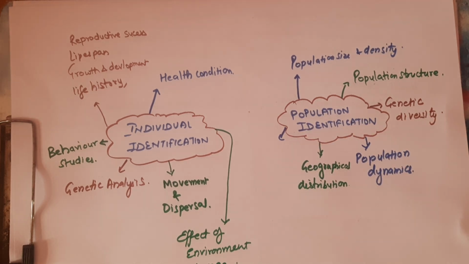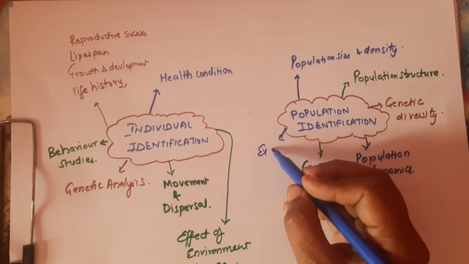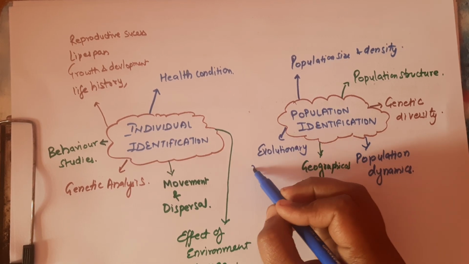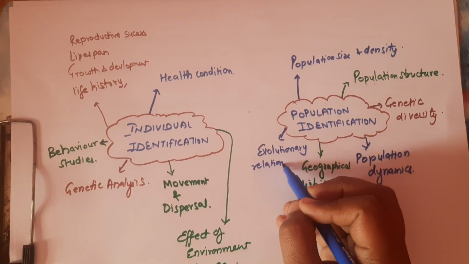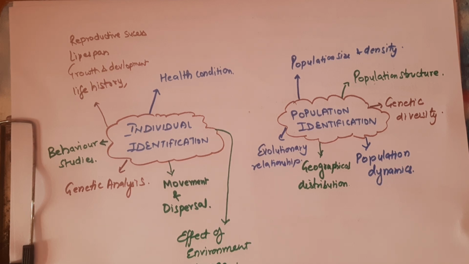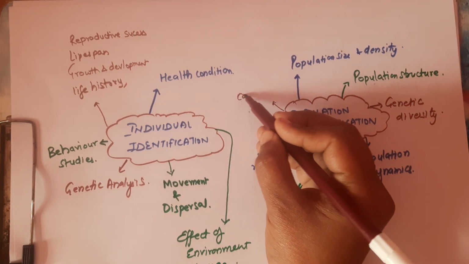The next thing we learn from the population identification is about the evolutionary relationship. Populations are actually the basic unit of evolution. So by identifying the separate populations, we can see how they are evolving differently and how they are related to each other.